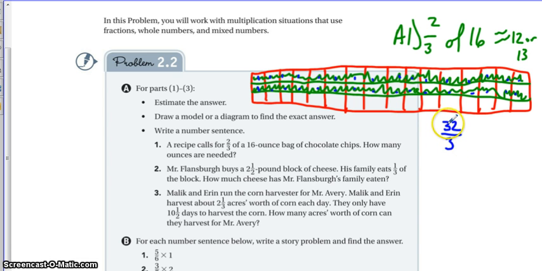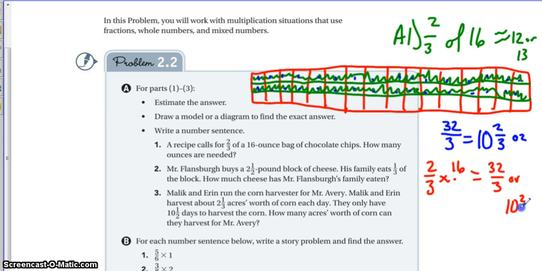So how many times can 3 go into 32? Well, I know that 3 times 10 equals 30, so I could get 10 as my whole number, and then I'd have 2 thirds remaining. So 32 thirds would be the same thing as the mixed number of 10 and 2/3. So I would get 10 and 2/3 ounces. Okay, so my estimation was just a little bit off. So my number sentence for that part would be 2/3 times 16 equals 32 thirds, or 10 and 2/3.